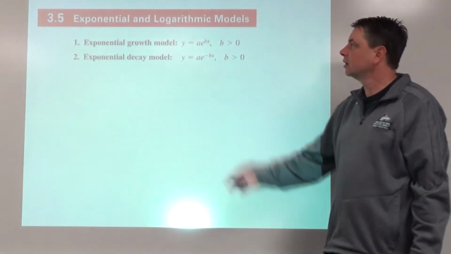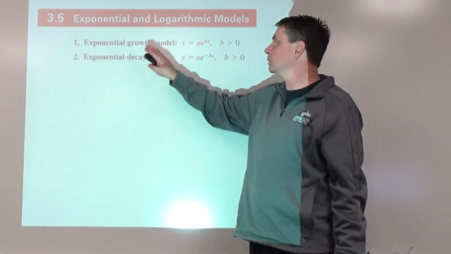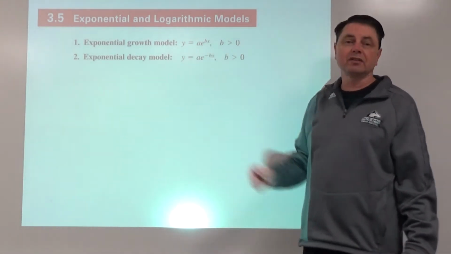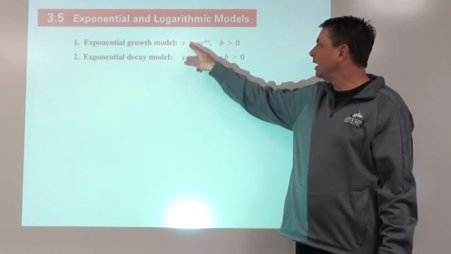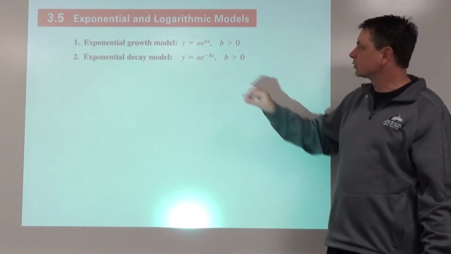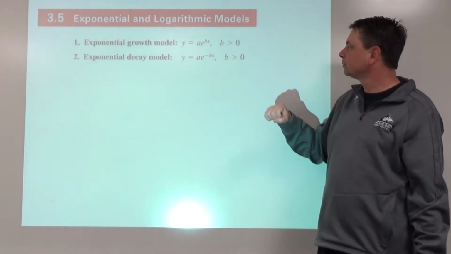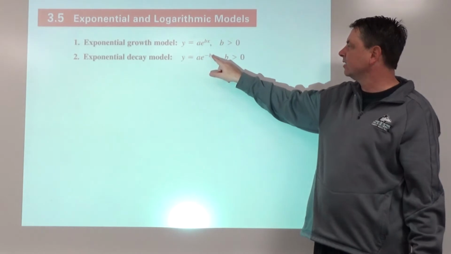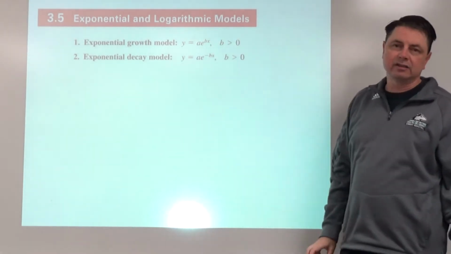We're going to focus on the exponential model. So we have exponential growth and exponential decay. We're doing it in terms of the natural base e: y equals a times e to the bx. That's growth when b is greater than 0. And then decay is a times e to the negative bx, also with a positive b value.